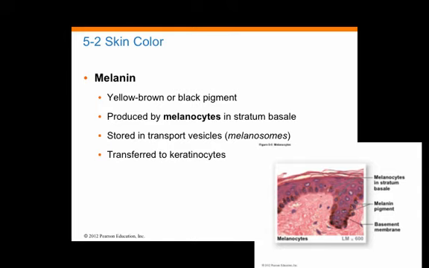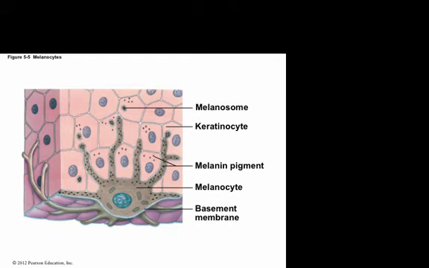Melanin is a yellow, brown, or black pigment that is produced by the melanocytes in the stratum basale. Once the melanocytes produce this pigment, it is stored in transport vesicles and transferred to the keratinocytes. In the keratinocytes, these vesicles will release the melanin and it will surround the nucleus of the keratinocyte, protecting it from the harmful radiation from the sun.